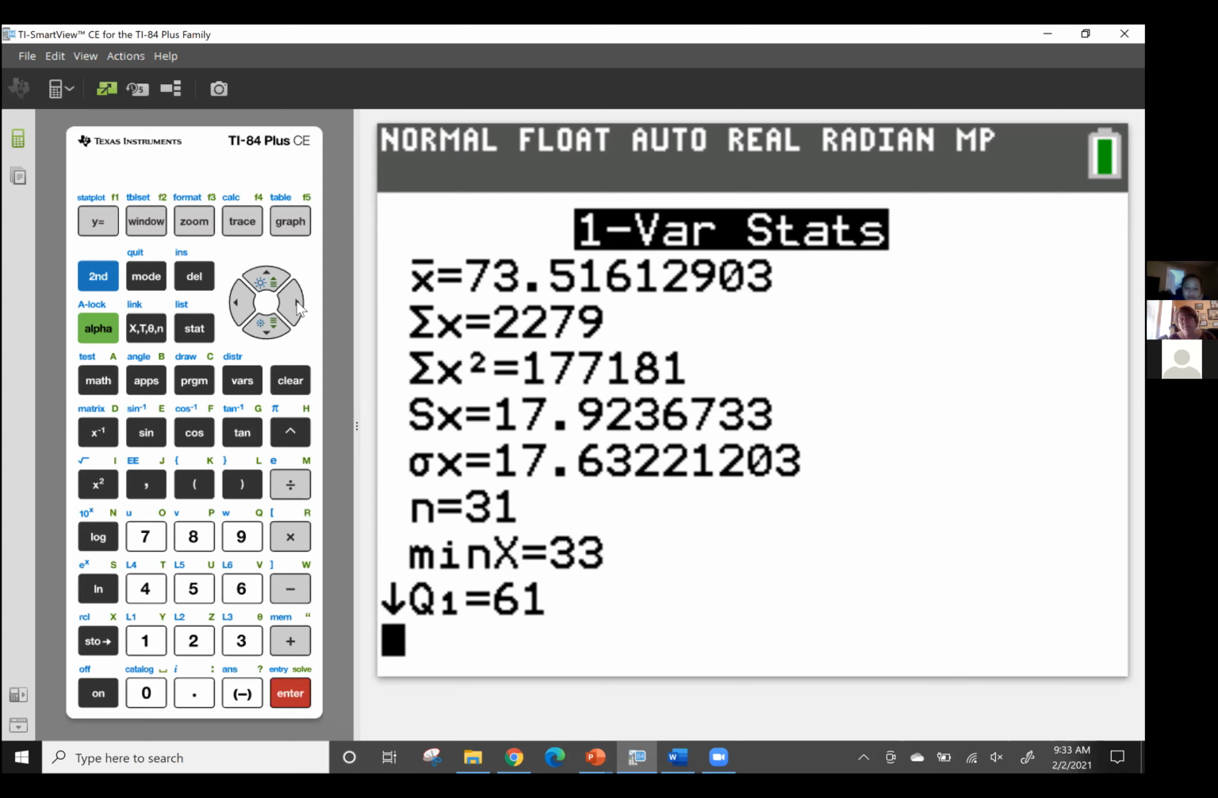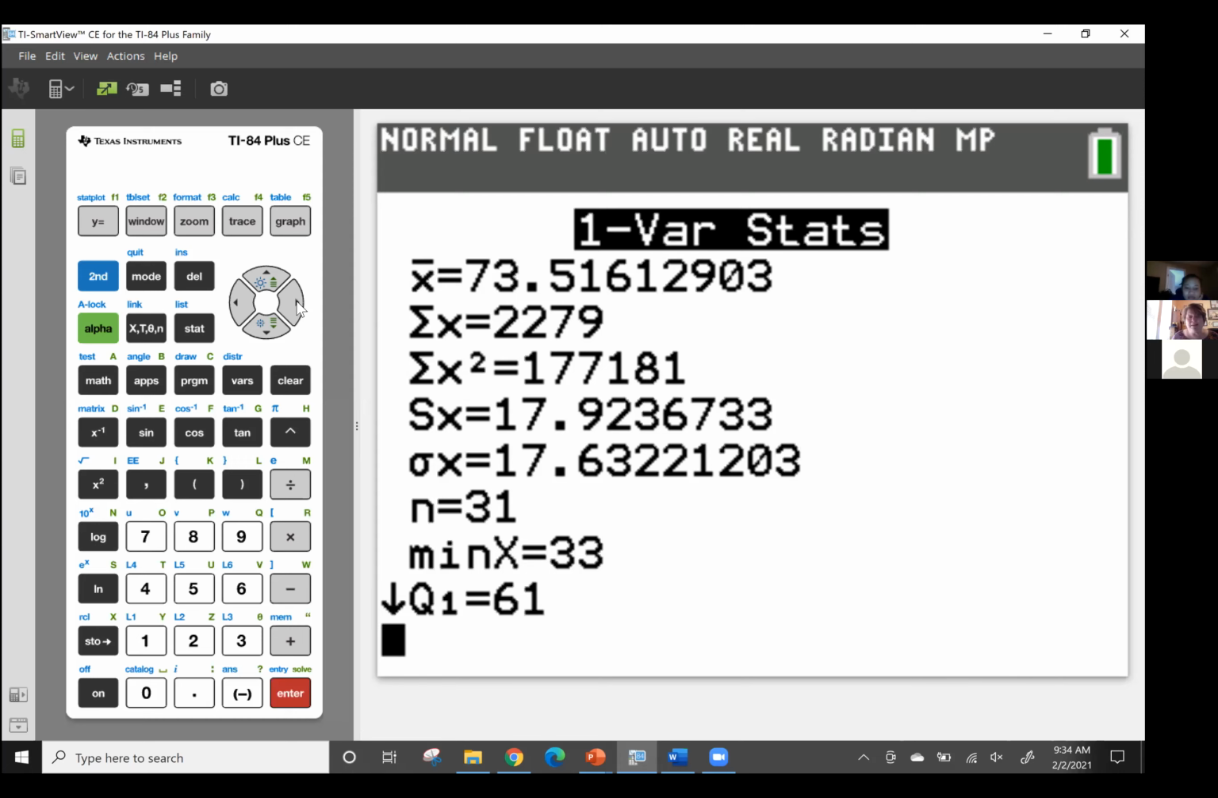All right, so the mean score of this data is 73.5. That's the average. The average on this test was 73.5. But if we remember looking at the data, it went from 33 to 100. So someone made a 33 and someone made 100. So the standard deviation, which is the S sub X down there, that's the sample standard deviation.